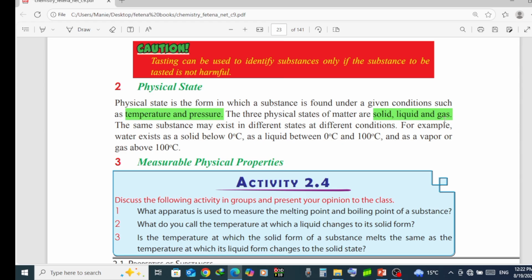Under constant temperature and pressure, substances can be found in 3 physical states of matter, which are solid, liquid and gas. The same substance may exist in different states at different conditions.